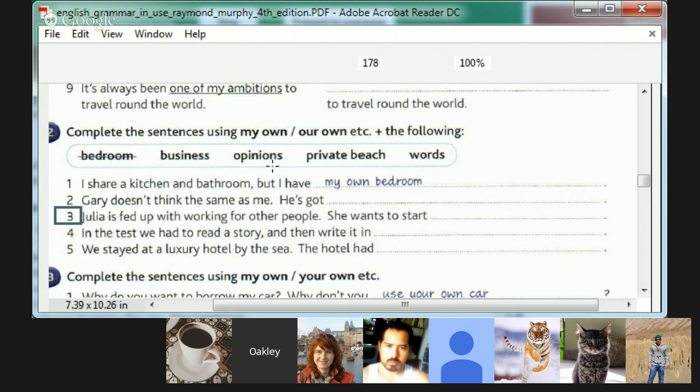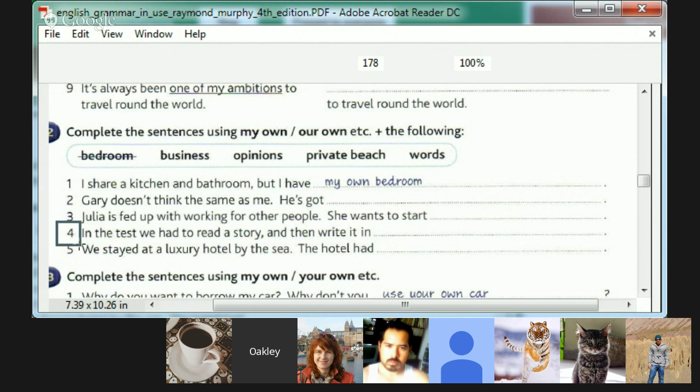Daniel, number 3. Julia is fed up with working for other people. She wants to start her own business. Very good. Okay. Emphasizing not shared, no partners for Julia. All right. Great. Julio, number 4.